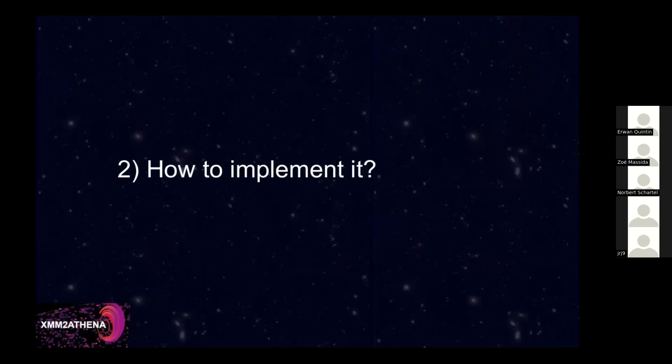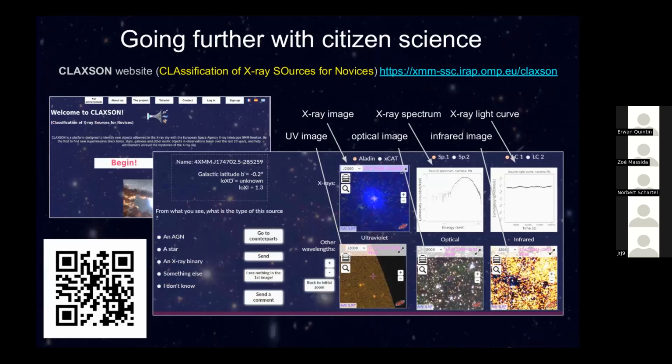So now that we know that citizen science is a nice tool, how do we implement it in X-ray? We've been developing this citizen science online platform called Klaxon for classification of X-ray sources by novices. So it's about source classification of XMM-Newton sources, and you can see here a glimpse of the classification page.